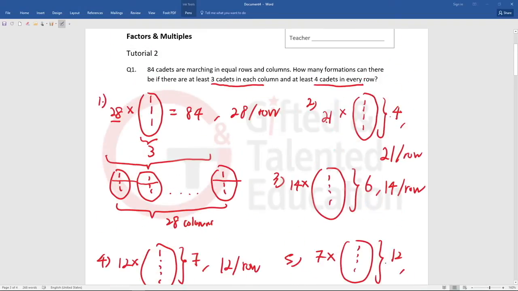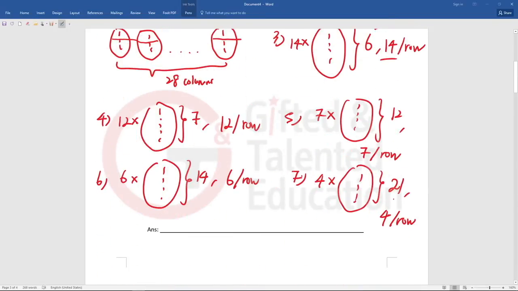And we notice that the number of cadets per row decreases from 28 to 21 to 14 all the way to 4, because we require at least 4 cadets in every row, which means that we could not decrease any further. Therefore, the total possible number of formations would be 7.